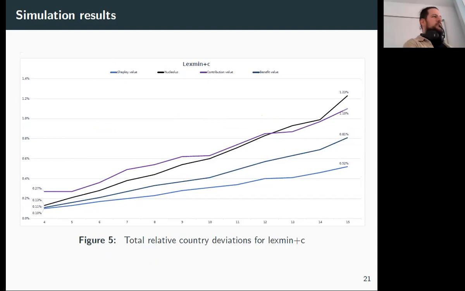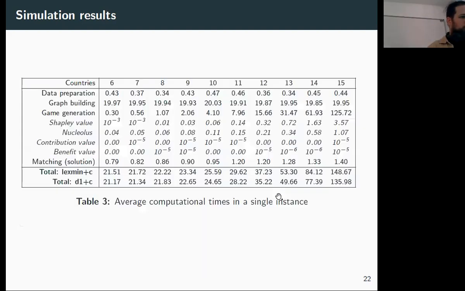Looking at the LexMin plus C scenario, looking at the four allocations a little bit closer, the only notable thing that we can see here is that up to 12 countries, the contribution value is actually worse than the nucleus, and there is a change at 12 countries for some reason. And the reason why I say that it is important to focus on LexMin optimization and the credit values rather than the actual allocations, which, I'm not saying that we shouldn't focus on that, I'm just saying that is a different conversation.